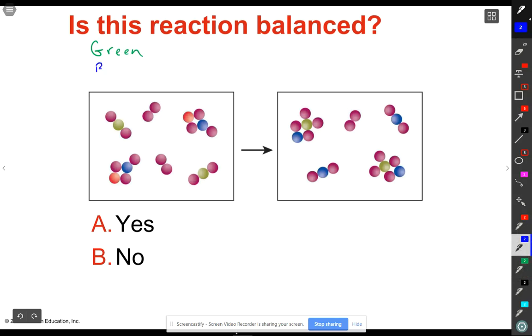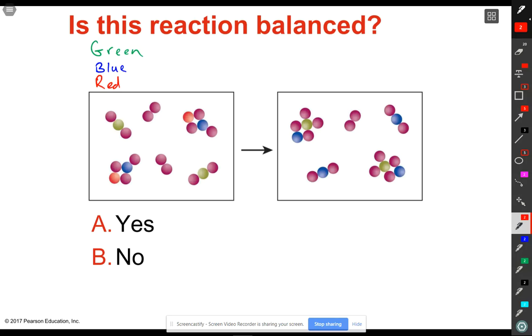What would you have to do? Count them by color, right? You can't just count the number of them. You have to make sure you have the right number of each color. It's not balanced. Why is it not balanced?